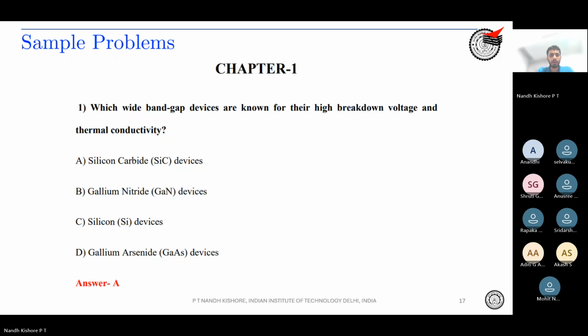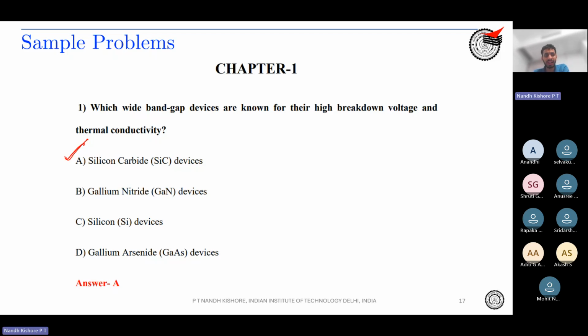Okay. So which wide bandgap devices are known for their high breakdown voltage and thermal conductivity? Silicon carbide devices, gallium nitride devices, Si devices, or gallium arsenide devices. So the answer is silicon carbide devices, right? And the reason lies in the fact that the electron volt bandgap of silicon carbide devices is much higher than the rest three.